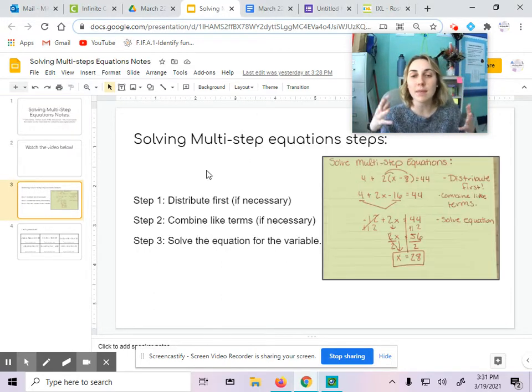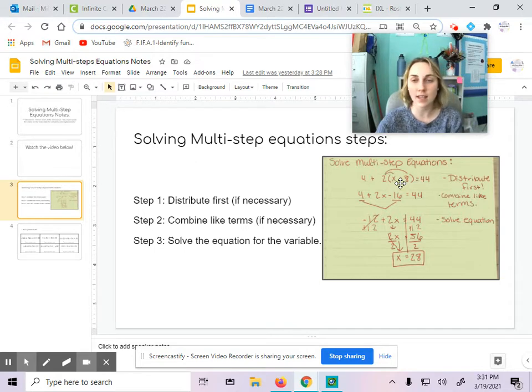All right, so the steps to solving multi-step equations, and I have them over here as well. Your first step is to distribute if necessary. So the only time you're going to distribute is if you see, like over here, this, you would have to use the distributive property, where you take your outside number and you multiply it by everything on the inside. So you do that first if necessary.